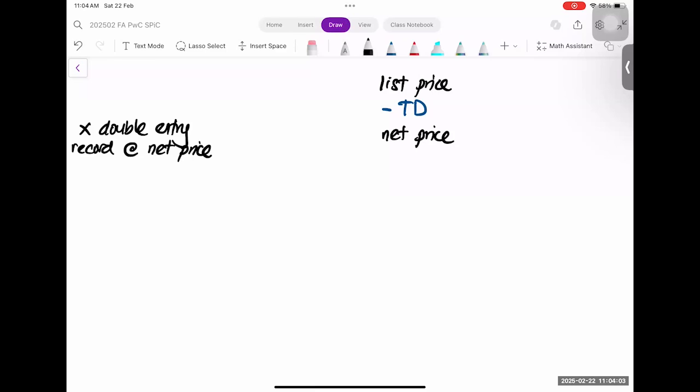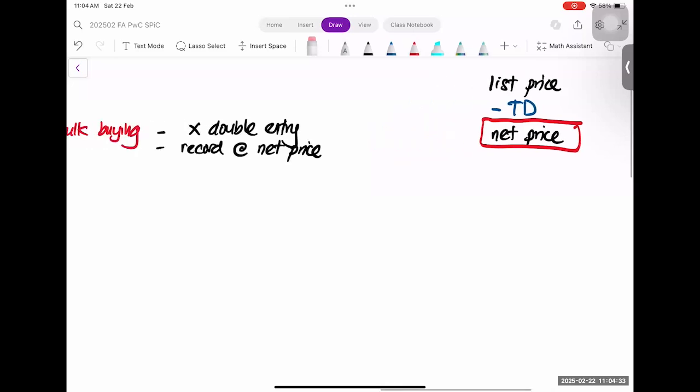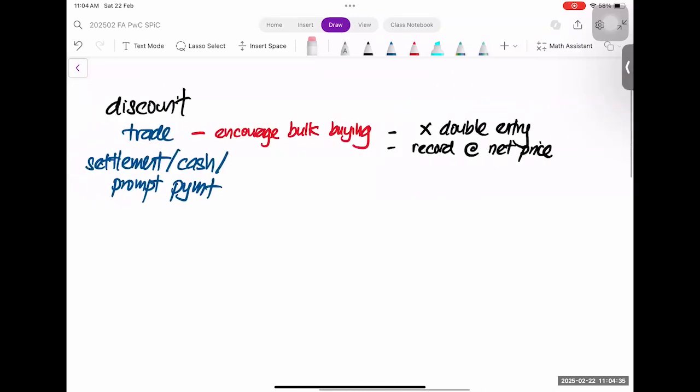So when we say trade discount, there's no double entry because we straight away record at the amount after I minus the trade discount. I don't bother recording the original price in my accounts. So therefore, there's no double entry required for trade discount. Remember that. So this is for trade discount.